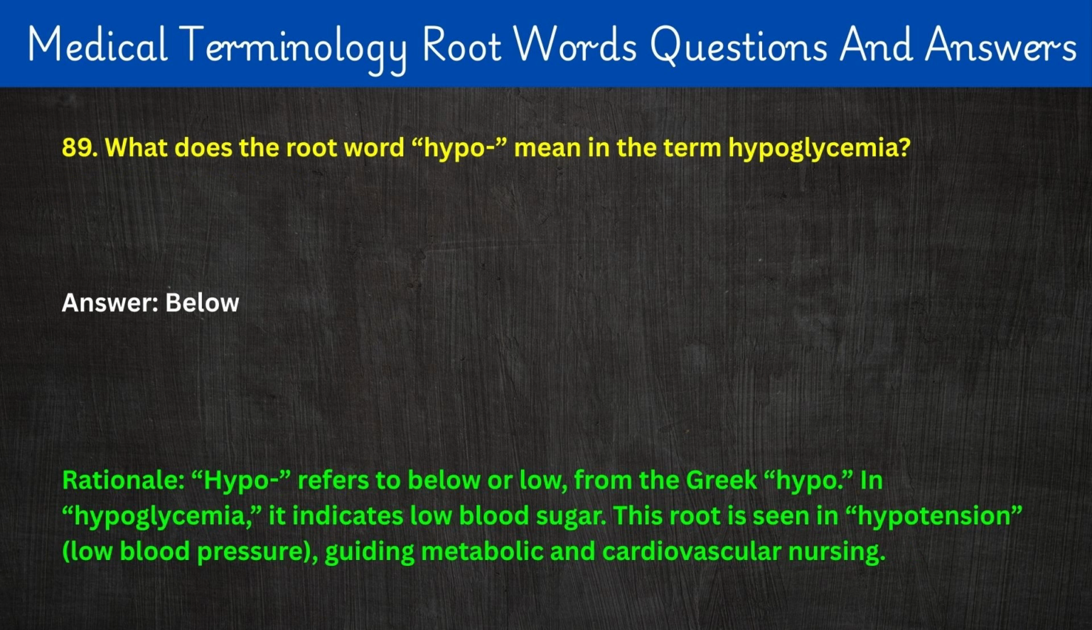89. What does the root word hypo- mean in the term hypoglycemia? Answer: below. Rationale: Hypo- refers to below or low, from the Greek hypo. In hypoglycemia, it indicates low blood sugar. This root is seen in hypotension, low blood pressure, guiding metabolic and cardiovascular nursing.